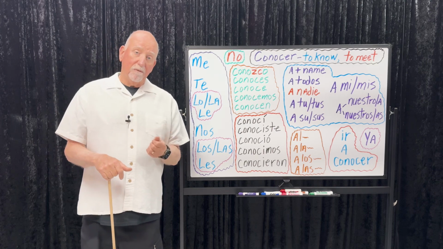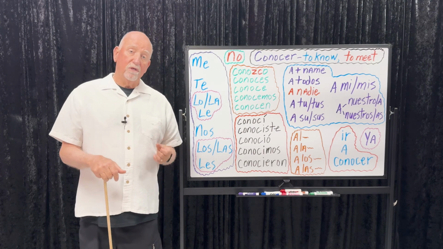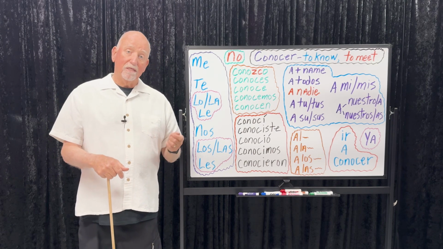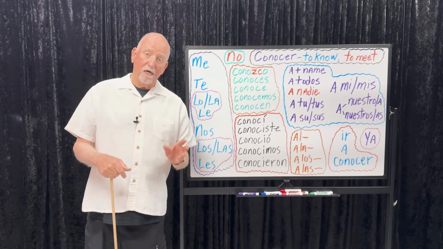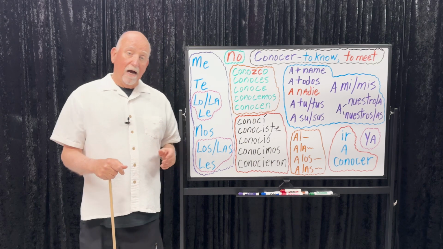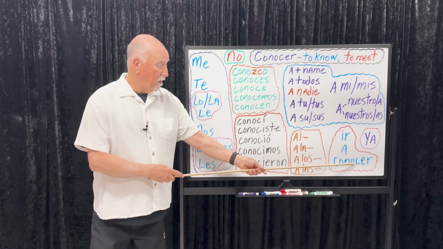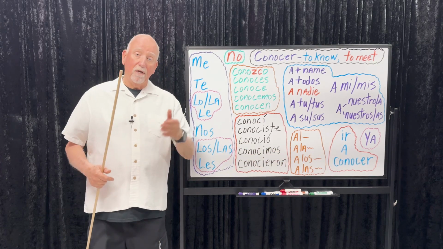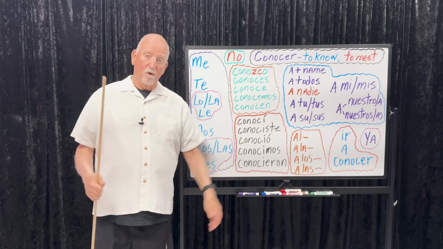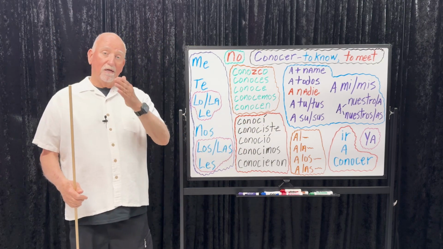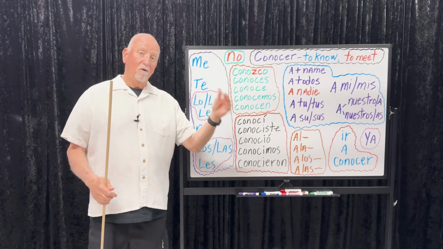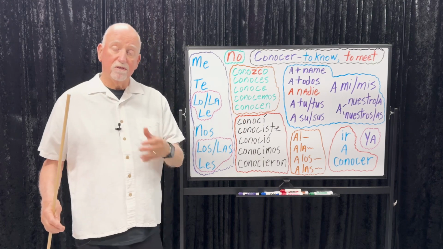Lo, when you're talking about a person, means him. Lo, when you're talking about a person, female, it means her. But lo, when you're talking about an object, means it. I'm going to buy it. You could say, voy a comprarlo. Put the lo on the end. Voy a comprarlo. Or you can put it in front of the verb. Lo voy a comprar.